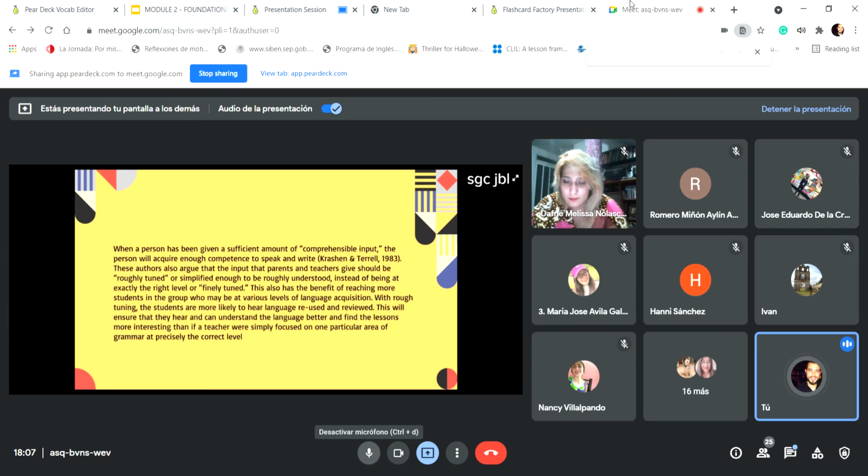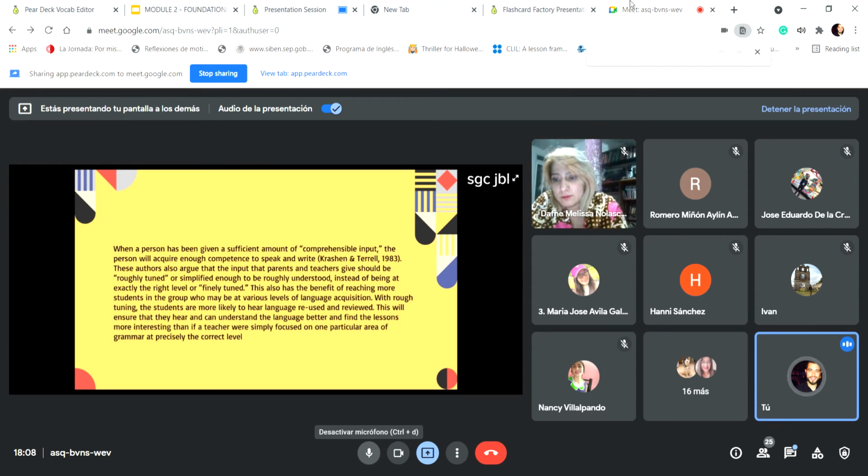This also has the benefit of reaching more students in the group who may be at various levels of language acquisition. Si estás usando música todo el tiempo, música en inglés con diferente complejidad de vocabulario, well, you never know. Maybe one of your students is only motivated because she likes the music, but maybe another of your students is motivated because she understands the whole thing. Y así es como cubres todo un rango de tus estudiantes.